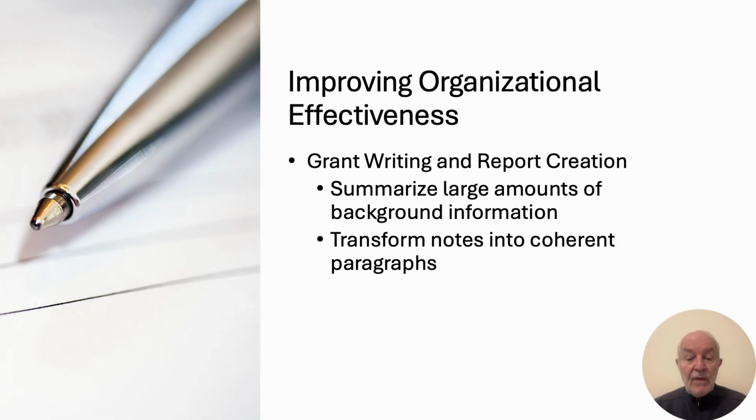Further, improving organizational effectiveness can fall into the areas of grant writing and report creation, which I've already alluded to. You can summarize large amounts of background information for a grant proposal. You can also utilize artificial intelligence to transform notes into coherent paragraphs for further use.